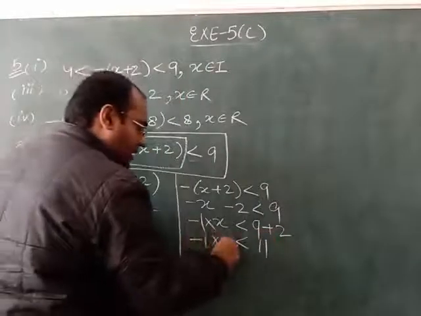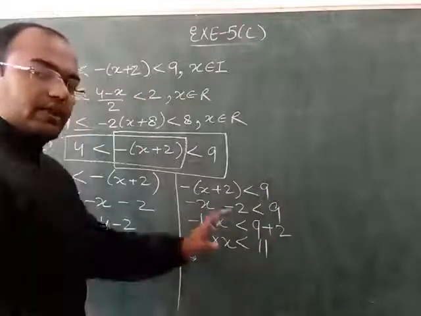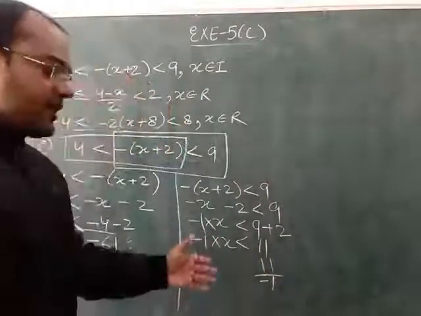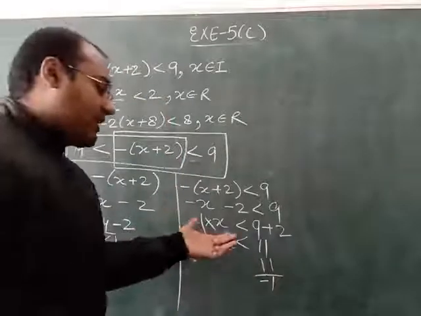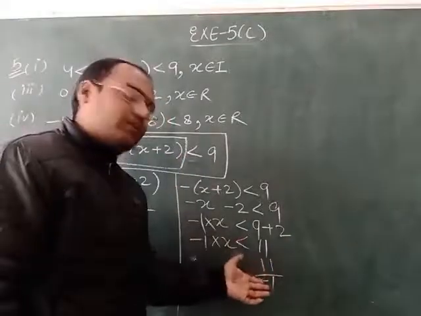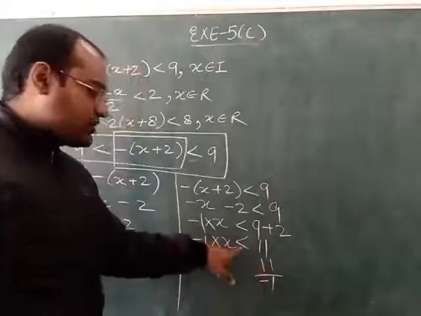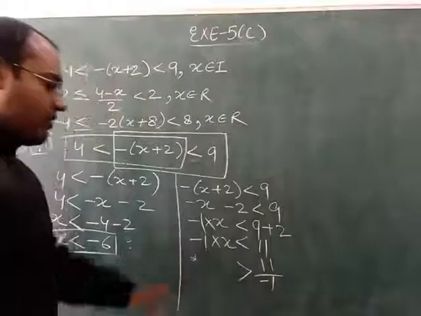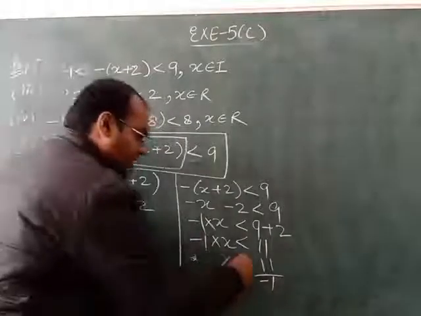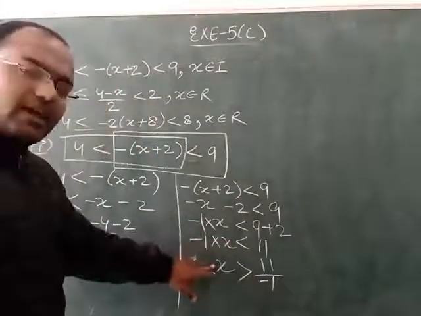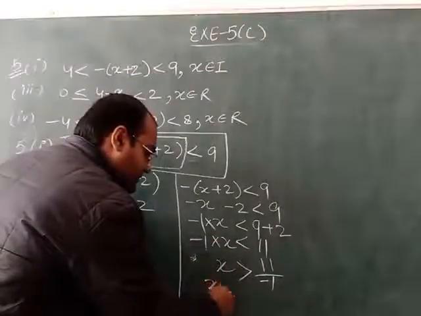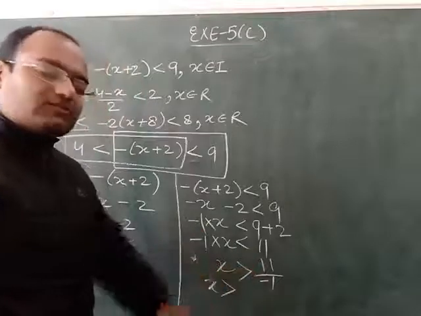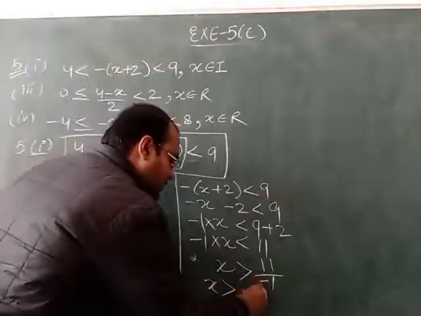Minus 1 into x. Now this minus 1 will come in divide. 11 divide minus 1. And here you have to use the rule. What is the rule? Whenever we divide any number with a negative number, you have to change the sign of inequality. This sign will get reversed, and here on the left hand we will get x. Now x is greater than 11 divide minus 1. 11 divide minus 1, the answer will be minus 11.